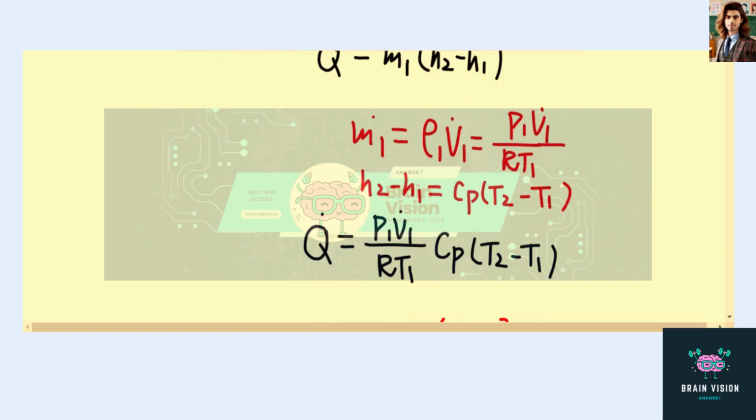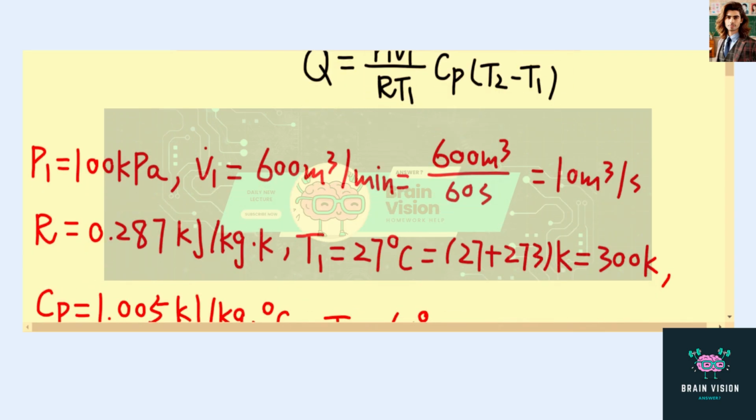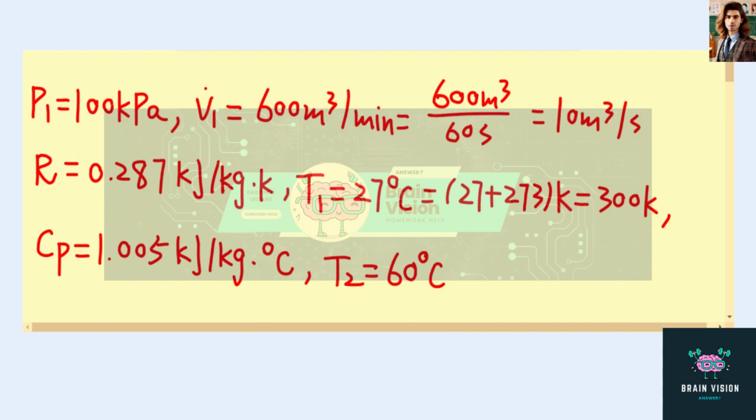So now we have Q dot is equal to P1 times V1 dot over RT1 times Cp times T2 minus T1. We know the inlet pressure for the air is 100 kilopascal, and the inlet volume flow rate is 600 meter cube per minute. If we convert it to meter cube per second, it's 10 meter cube per second. R is the gas constant of air, which is 0.287 kilojoule per kilogram times Kelvin. The initial temperature for the air is 27 degrees Celsius, which is 300 Kelvin in Kelvin. The specific heat for the air is 1.005 kilojoule per kilogram times degree Celsius, and the final temperature for the air is 60 degrees Celsius.